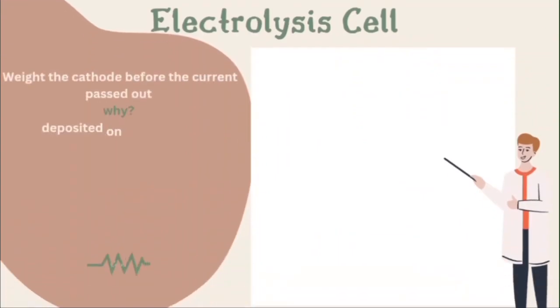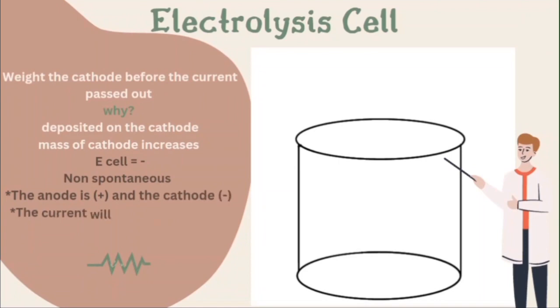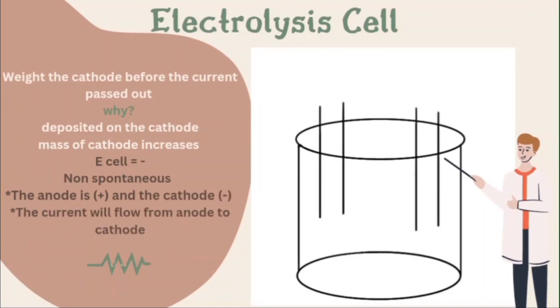Electrolysis cell. As we see, the electrolysis cell consists of two pieces of copper metal electrodes, copper sulfate solution, 0.5 M, and a battery. Copper electrodes are inserted in copper sulfate. But before that, why do you think we have to weigh the cathode before the current is passed?